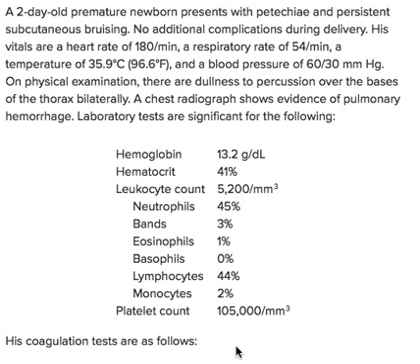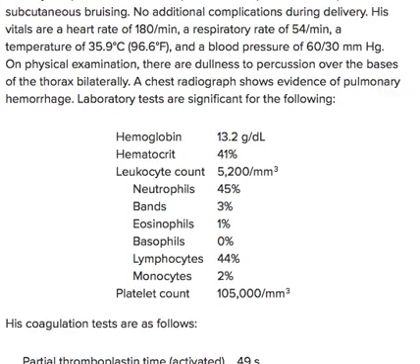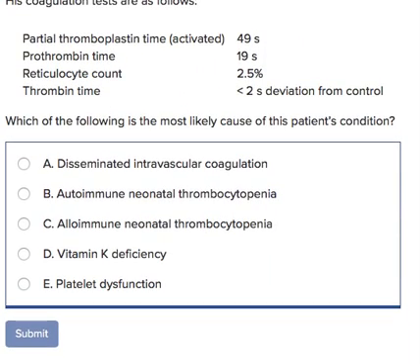His coagulation tests are as follows. Partial thromboplastin time activated 49 seconds. Prothrombin time 19 seconds. Reticulocyte count 2.5%. Thrombin time less than 2 seconds deviation from control. Which of the following is the most likely cause of this patient's condition?